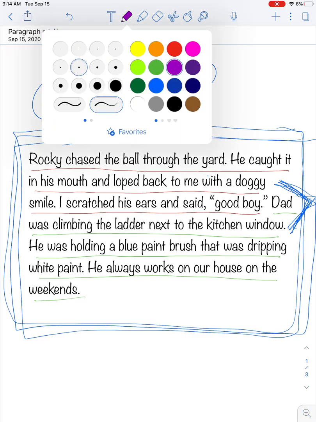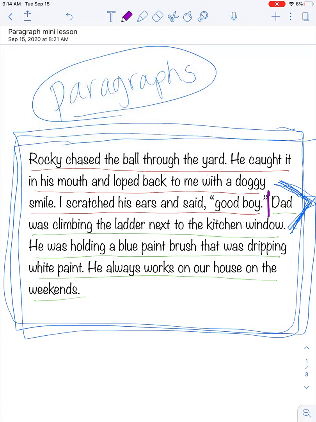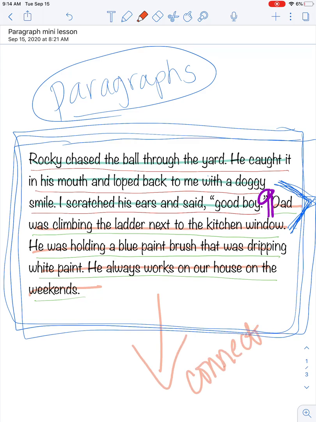And so what I would actually want to do is I would want to go ahead and label using an editing code. I would want to go ahead and label that this is where I would start a new paragraph, because this part is talking about one thing, one part of my story, and this part is talking about another part of my story. And then later in my story, those two parts will connect when Rocky bumps into the ladder that Dad is standing on, and how I react and what I do to help Dad and keep him from falling.